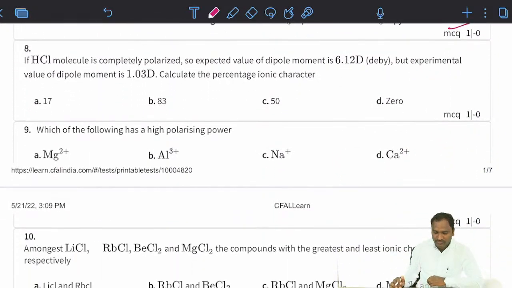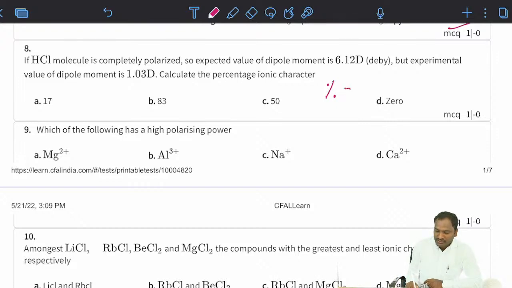Next one, 8th question. If the HCl molecule is completely polarized, the expected value of dipole moment is 6.12, but the experimental value of dipole moment is 1.03. Calculate the percentage ionic character. So in CET, maximum formula based problems only they ask students, most of the questions. So formulas, prepare one book, a formula book.